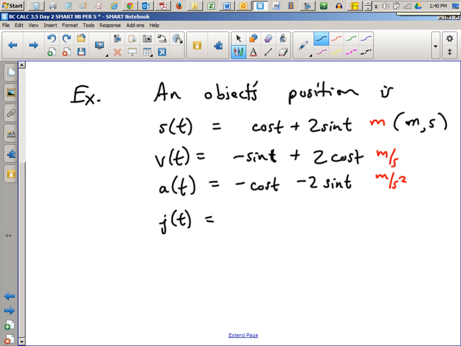What's the derivative of negative cosine? Positive sine. And then what's the derivative of sine? Just cos t. So just change your sine to cos, and if you see a cos, you change it to negative sine. Units on that are kind of hard to understand: meters per second cubed.